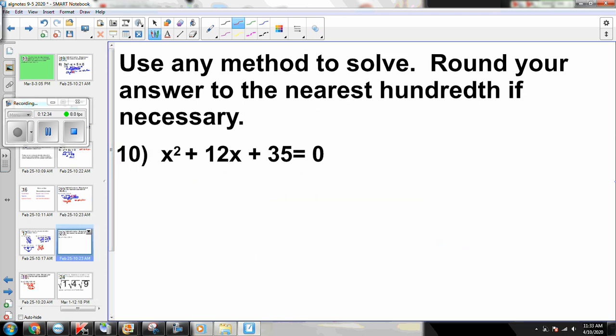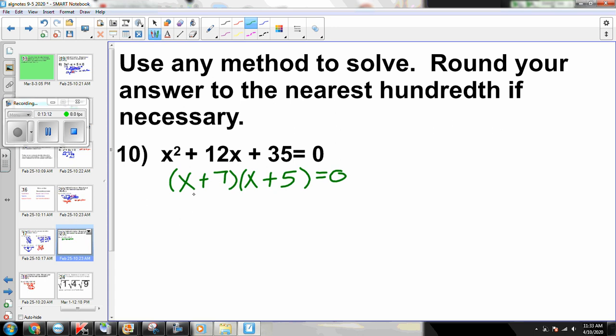All right, last question. If I look at number 10, I notice I have an x term, so I can't use square roots. I don't want to use graphing, so I always want to check factoring, because it is a little faster than quadratic formula. If I can get it to factor, give yourself a minute or so. Let's see. X squared is x times x. What can I multiply to get 35 that adds to 12, a positive 12? Well, 7 times 5 is 35. And the outside would be 5x, the inside would be 7x. That would add to 12x.